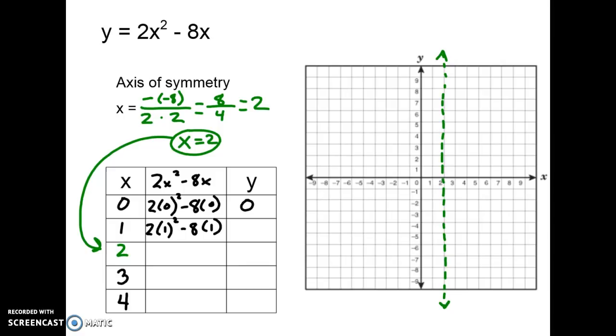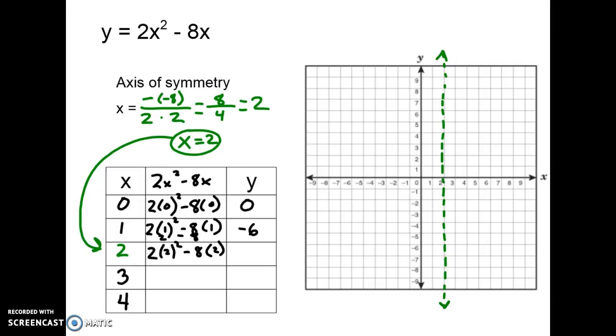So 1 squared is 1. 1 times 2 is 2. 8 times 1, so 2 minus 8, this would give us a negative 6. And then for our last one, we have 2 times 2 squared minus 8 times 2.